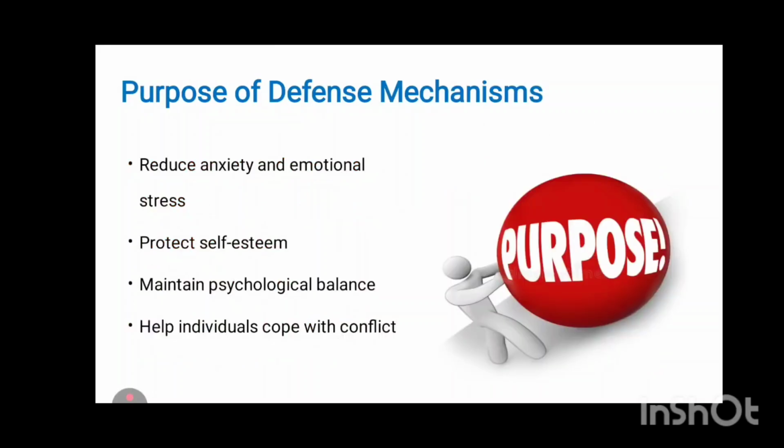Now let us see the purposes of defense mechanism. They help basically to reduce anxiety and emotional pain. They help to protect self-esteem, help individuals cope with stress. They help in maintaining psychological equilibrium and prevent awareness of unacceptable impulses.